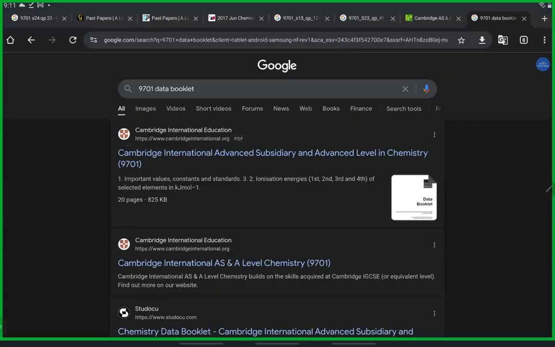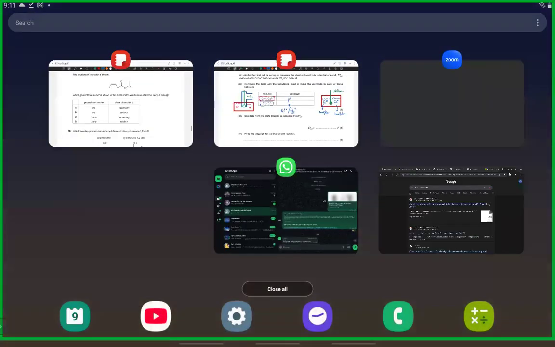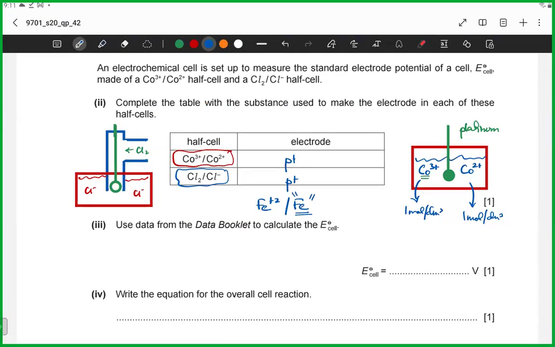It's plus 1.82. Pretty good. So this one is the cobalt 3 plus and cobalt 2 plus electrode. Yeah, plus 1.82. What about this one? This one I know. I think it's 1.36 volts, right?